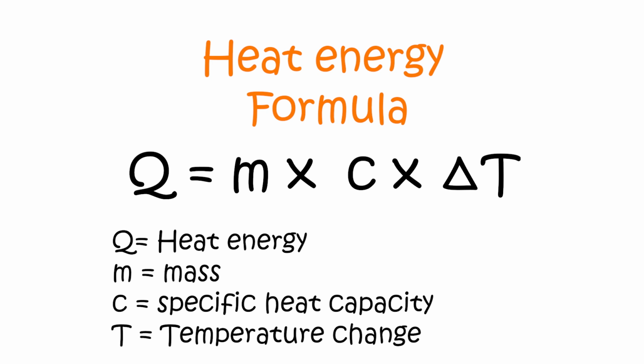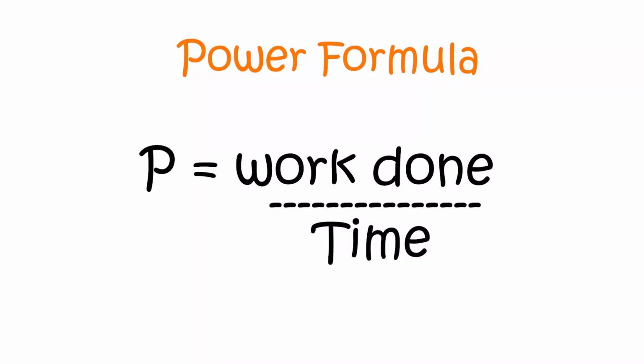Q equals m c delta T. Q is the heat energy transferred. M is the mass of the object. C is the specific heat capacity of the object, and delta T is the change in temperature. If you want to solve for power, that's simply work done per unit time, which is Q over t, or joules per second, or watts.